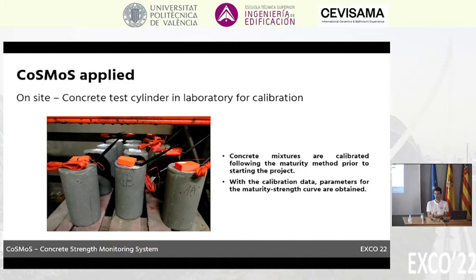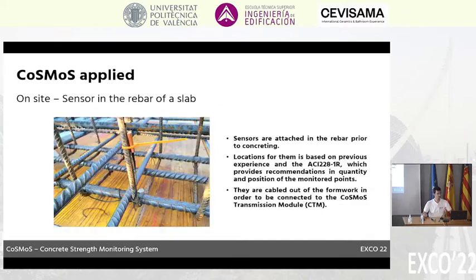And with those concrete samples and the temperature data that we gather out of it, we will be able to calculate the critical parameters for that mixture and the ones that will relate temperature evolution with concrete strength. Once we have that calibration curve, we are ready to start installing sensors in the field. And to do so is really simple. Installation of the sensors in the field takes just a couple of minutes.